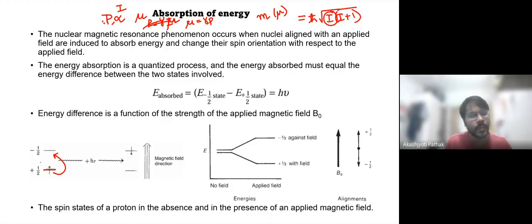So always remember that the plus half is the lower energy state and minus half is the higher energy state when we are talking about proton nuclei.